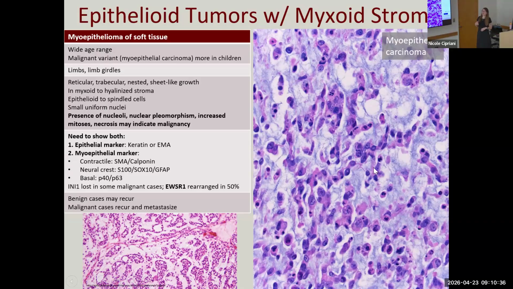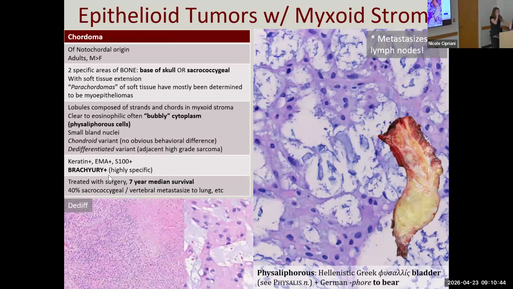EWSR1 is rearranged in about half of malignant myoepithelial tumors. Some of them have INI1 loss. Okay. Second is chordoma of notochordal differentiation. This is really only at the base of skull or the sacrococcygeal region. These start in the bone and then they usually come out of it. So you usually get them as soft tissue biopsies. They have these bubbly or physaliferous cells, right, embedded in this myxoid stroma.